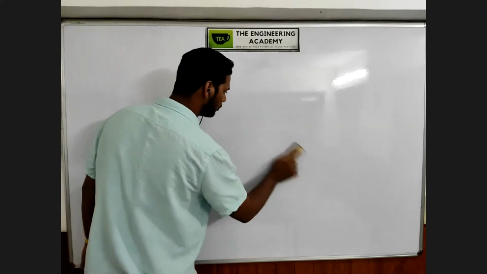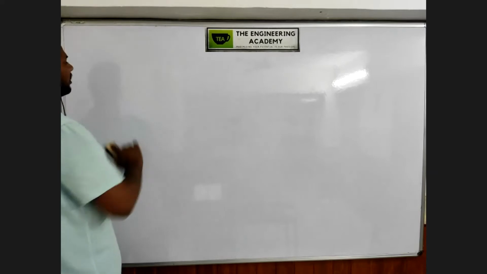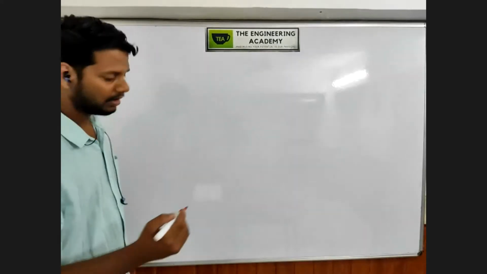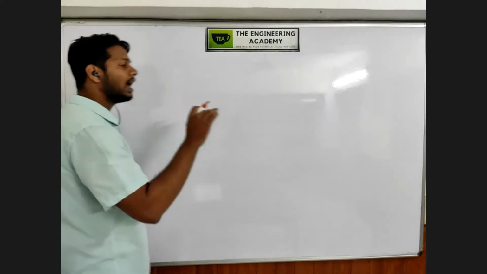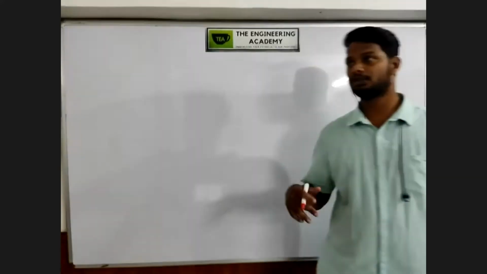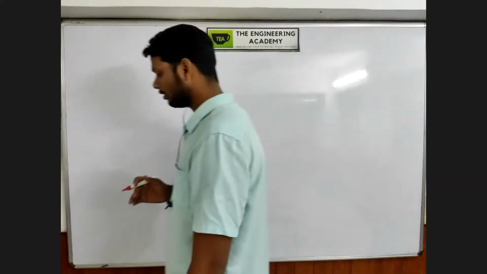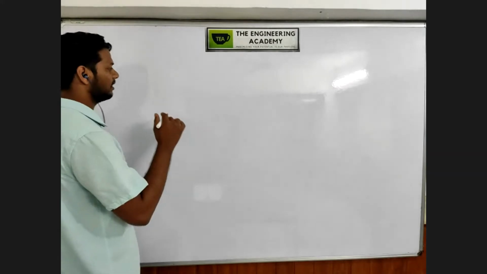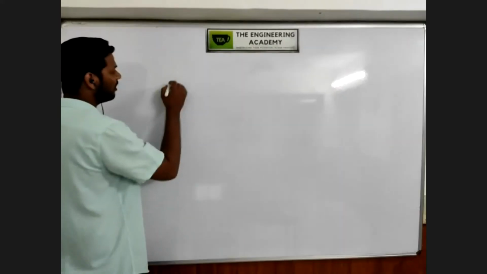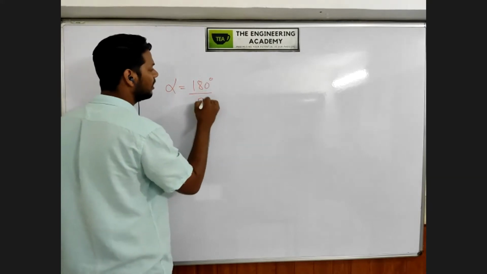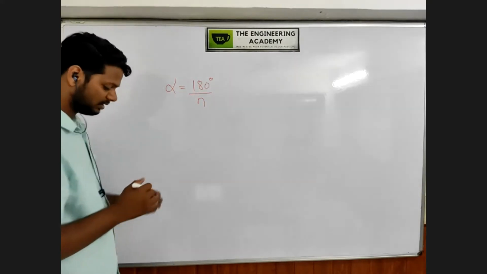There are some formulas to eliminate harmonics. Like, by how many degrees the winding is short pitched so that the nth harmonic is eliminated. Listen everybody: alpha is equal to 180 degrees by n. What does this formula give?